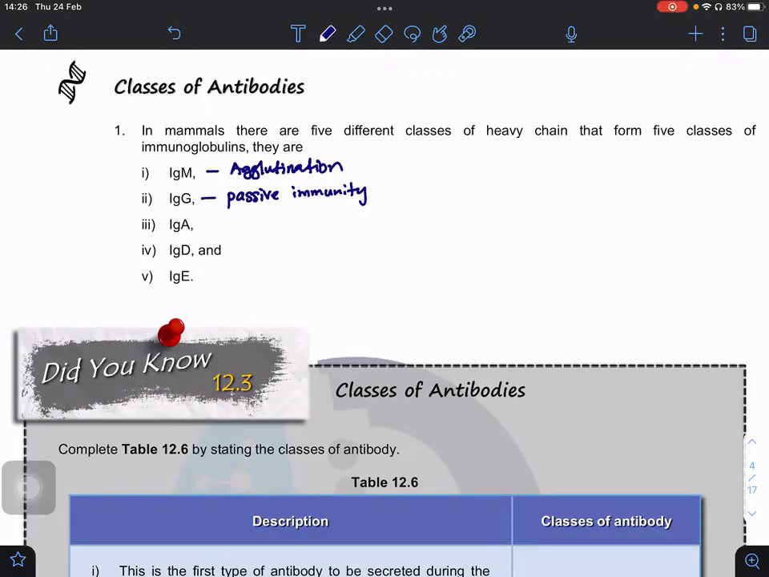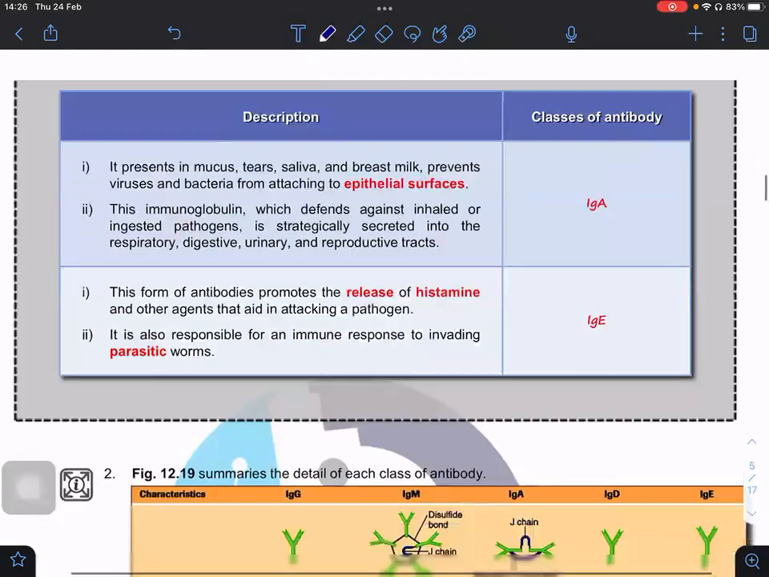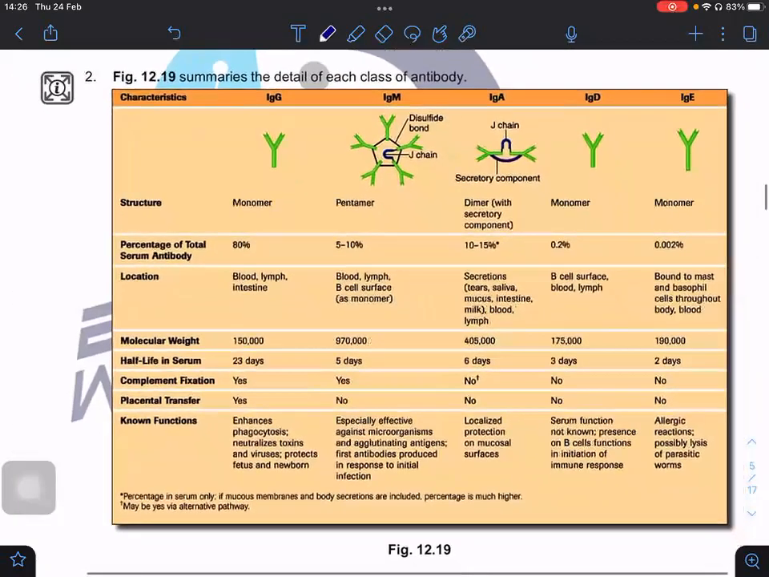Okay, so the rest are not really important, but at least you know about IgA, IgD, and IgE. Before we go into each subclass and attempt the activities here, let us look at this in a little bit of detail. But again, this is not in our syllabus, so I will go quickly. I'll tell you about IgG.